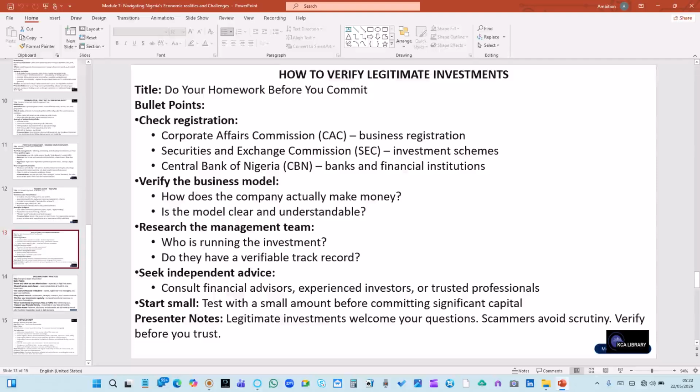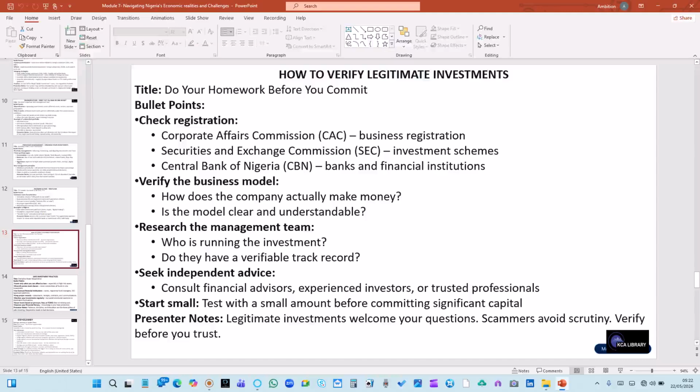Check registration. Check whether the business is registered with the Corporate Affairs Commission. Check whether the investment or the security is registered with the Securities and Exchange Commission. That is the investment scheme. Then for banking, check whether it is registered with the Central Bank of Nigeria before you bank with them.